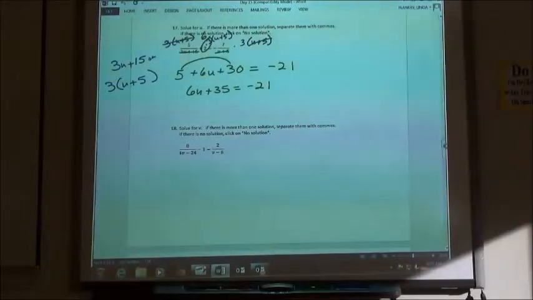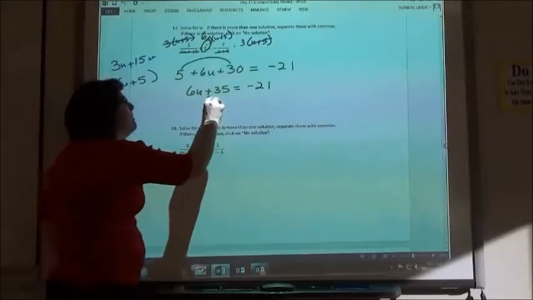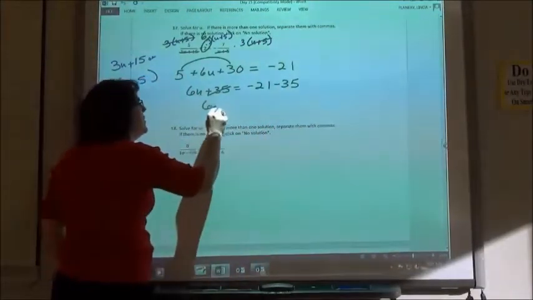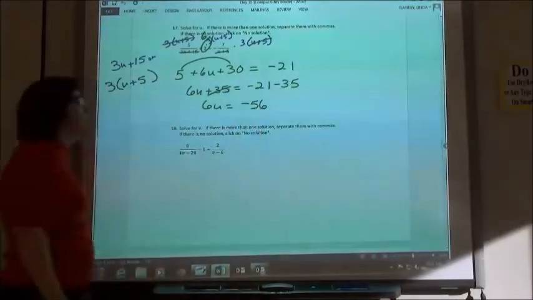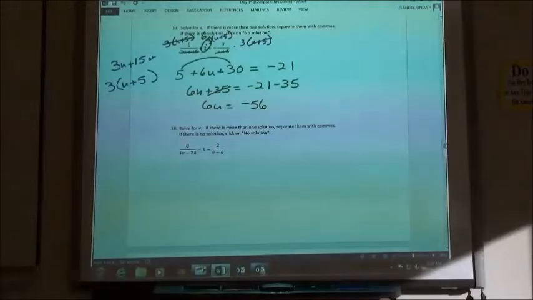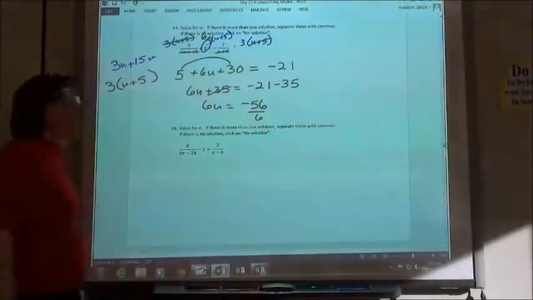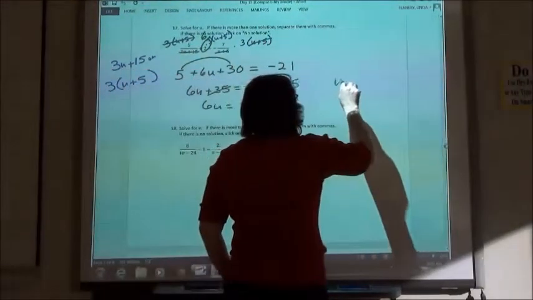Now we want to solve that for u. So if I'm going to solve that for u, you are going to take your 35 and minus it. So 6u is going to equal negative 56. And then I'm going to divide by 6. Now this one we can reduce, right? They're both even numbers. So I know I can reduce my fraction down.